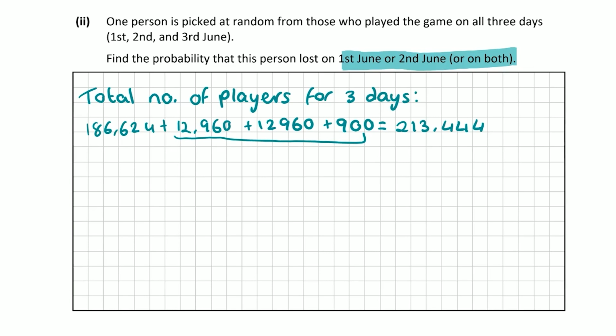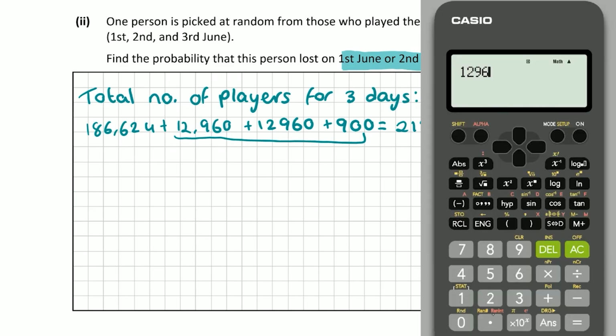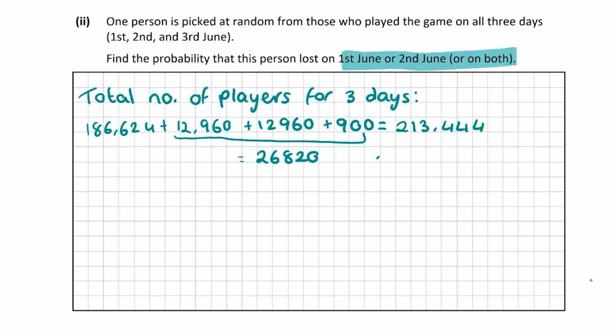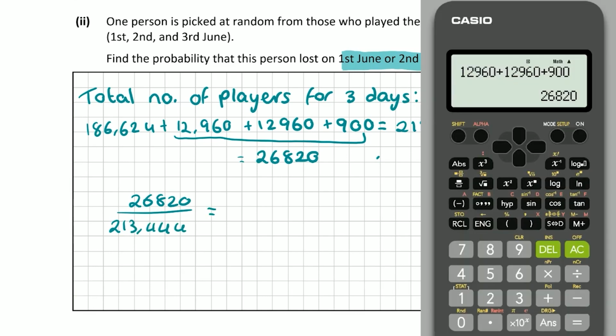And now let's add up these 3, to give the number of people who lost on either the 1st or the 2nd of June or both. So we have 12,960 plus 12,960 plus 900. And that's 26,820. So let's put 26,820 over 213,444. And let's see what we get.